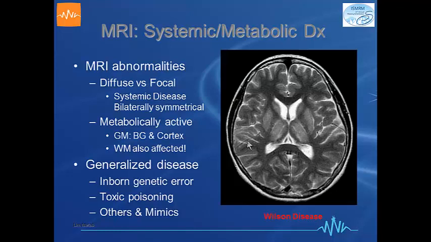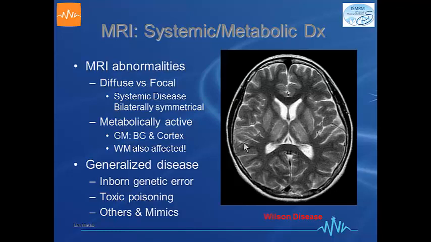So the first thing we have to ask is, is this a diffuse or a focal lesion? Systemic diseases tend to affect those areas that are metabolically the most active. And in the gray matter, that would be the basal ganglia and the cortex. But bear in mind that very often the white matter is also affected. And we've also seen instances of white matter leukoencephalopathy turning up in acquired metabolic diseases as well.